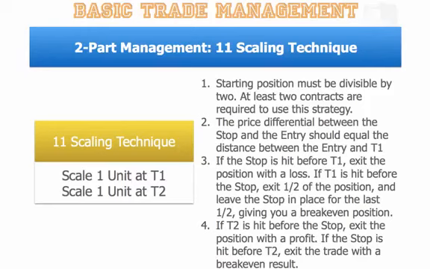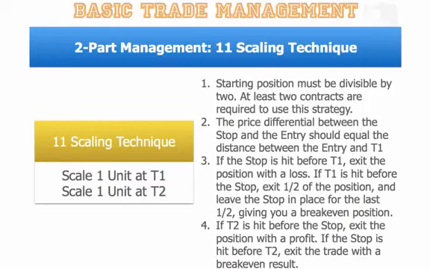Now we go to step number 3. If the stop is hit before T1, then you exit the full position with a loss. You're done. But if T1 is hit first, your first target, if it's hit before the stop, then you exit half of the trade at the first target and you leave your stop in place for the last half of the trade. That gives you a break-even trade.